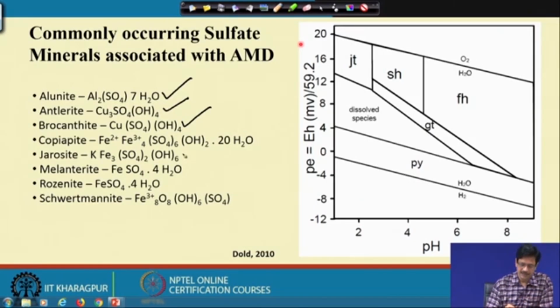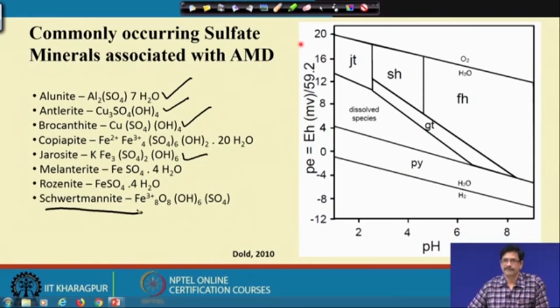Jarosite is a very interesting mineral, and ophlite is a mineral of much greater interest because of its occurrence on Mars, indicating the presence of water and very low pH. And then melanterite, rozenite and schwertmannite. Schwertmannite is also a mineral phase which is very regularly encountered in the acid mine drainage environment at very low pH.